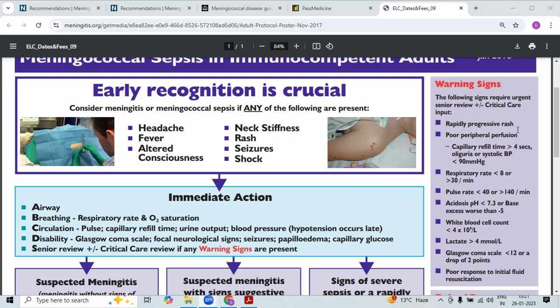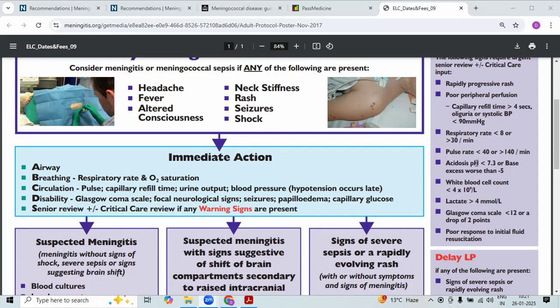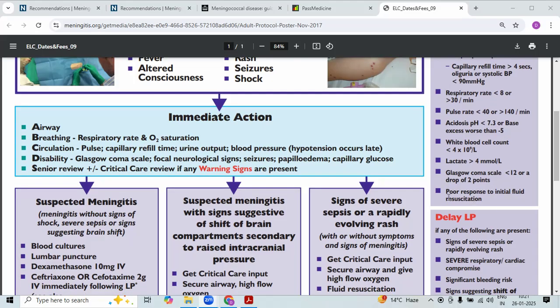So, rapidly progressive rash, poor peripheral perfusion, the capillary refill time is more than 4 seconds. The patient is oliguric or the systolic blood pressure is less than 90. The respiratory rate is less than 8 or more than 30. Pulse rate less than 40 or more than 140. Acidosis, pH less than 7.3 or the base excess worse than -5. White blood cells less than 4, lactate more than 4, Glasgow Coma Scale less than 12, or a drop of 2 points from what it was initially. And if there is a poor response to initial fluid resuscitation. So these are the warning signs. If any of these are present, you will be allotted in this category.